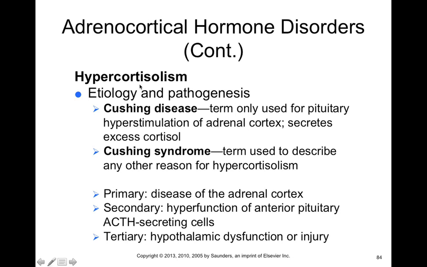Now, this differs from hypercortisolism, and we have Cushing's disease as well as Cushing's syndrome. Cushing's disease is actually a term that's used to describe basically hyperstimulation of the adrenal cortex, where you give a lot of cortisol. Cushing's syndrome is used to describe high cortisol for some other reason other than excessive stimulation of the adrenal cortex. So Cushing syndrome could be caused by like a secreting tumor of the adrenal cortex. So primary, again, is a cause of the adrenal cortex. Secondary is actually dysfunction of the pituitary, and tertiary is a hypothalamic dysfunction.